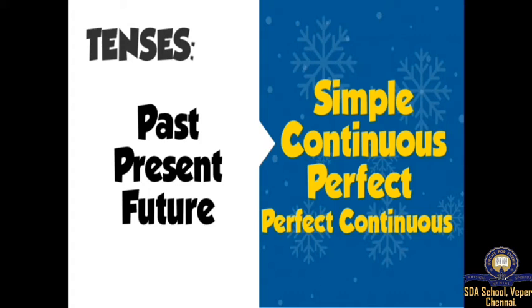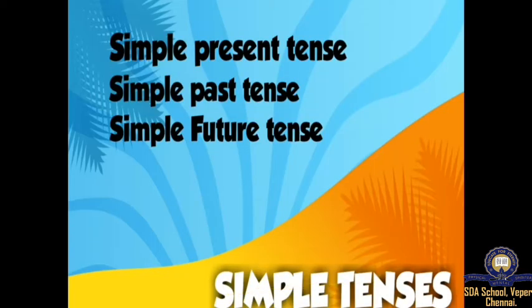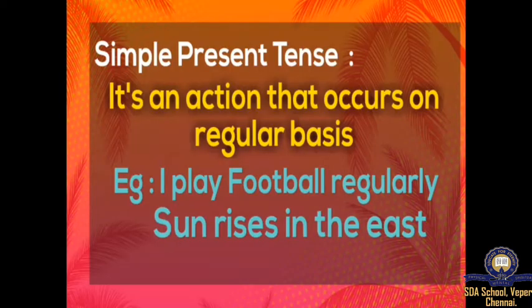Students, first let's look into all the simple tenses. That is simple present tense, simple past tense, simple future tense. Let's move one by one in detail. Simple present tense. It's an action that occurs on a regular basis. Example, I play football regularly. In this sentence, we can see I am doing an activity of playing on a regular basis.